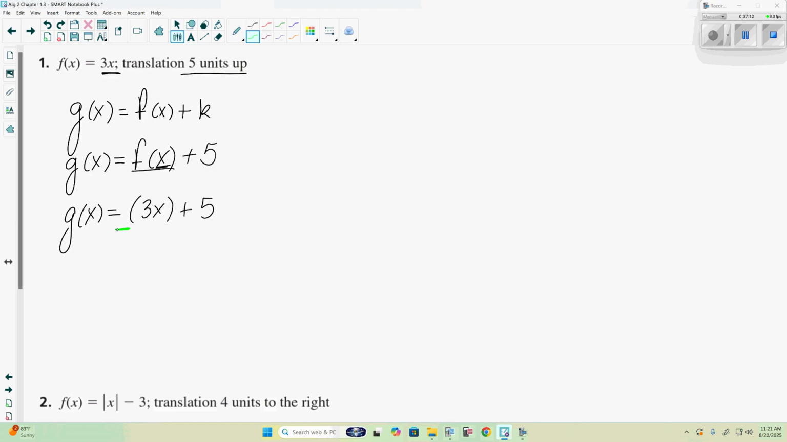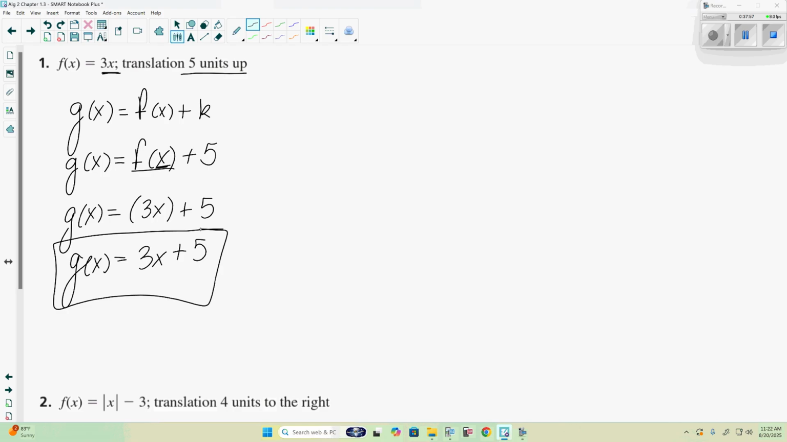Is there anything in front of our parentheses here? No. So we can just drop our parentheses. Telling us that g of x is equal to 3x plus 5. Are there any like terms? That's it. Questions on this here?